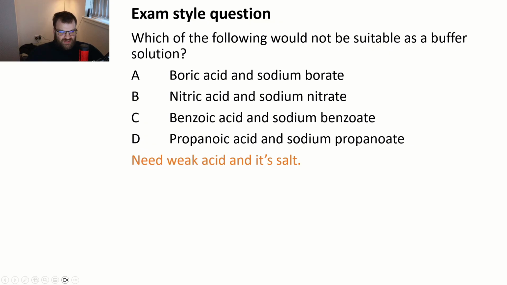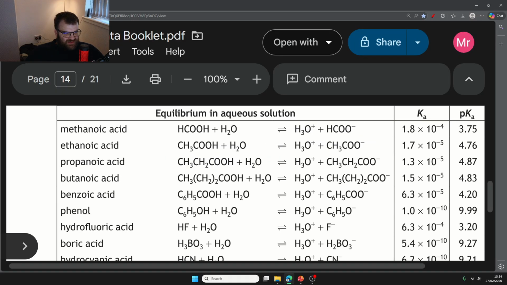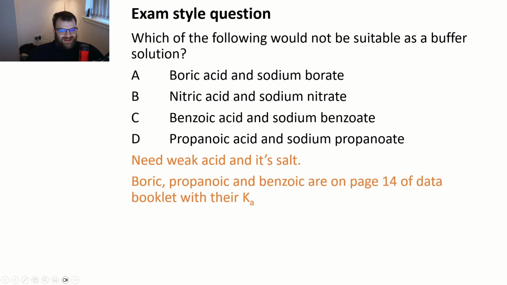They all work, okay? So that then means one of these then won't be a weak acid. Now, on page 14, they have the list of some of the weak acids that we might be asked about. Boric is there, propanoic, yes, and benzoic. All three of them are. Nitric acid is a strong acid. So if you remember that, nitric, hydrochloric, and sulfuric, you can get to the answer straight away. Data booklet's there to help us out if we need it. That means B is incorrect because it's not a weak acid.